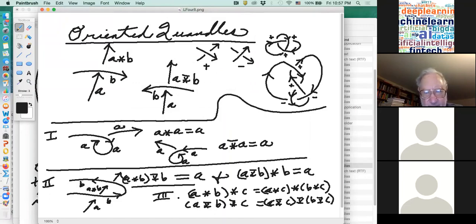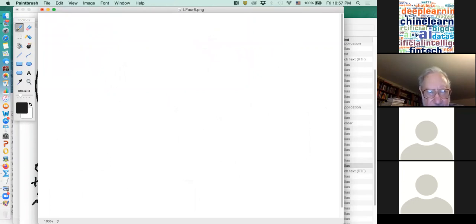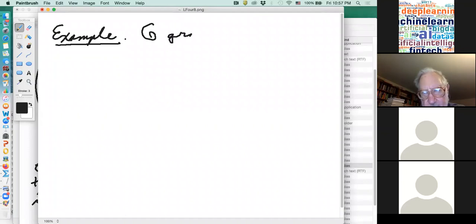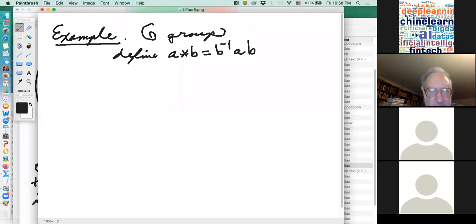Any question about these rules, we'll see them actually happening in some examples in a moment. So here's an algebraic example. G is a group, and we define A star B to be equal to B inverse AB, conjugation. It looks like the previous one, but this is actually a more frequent sort of operation in groups, conjugation by an element.